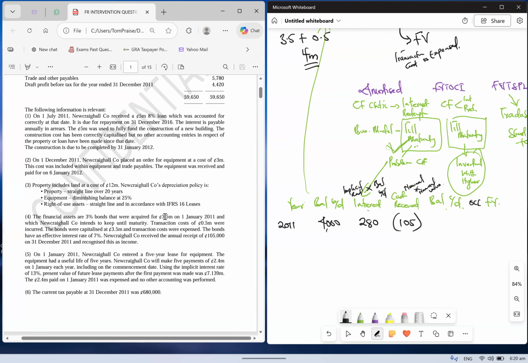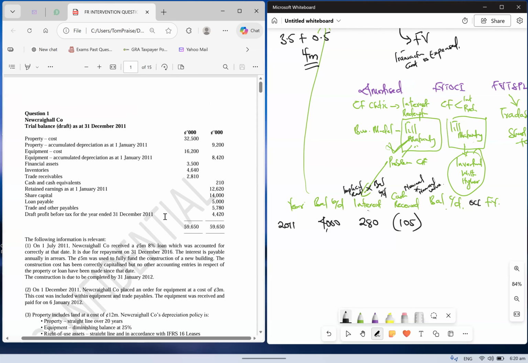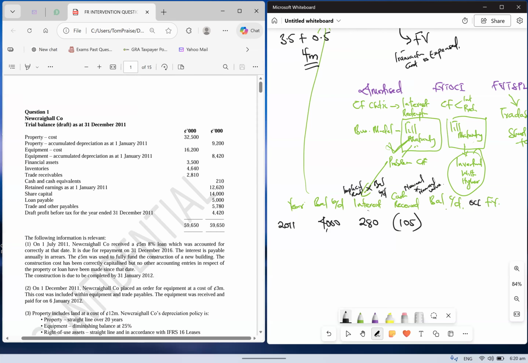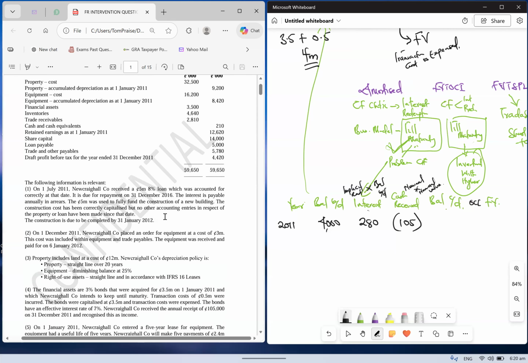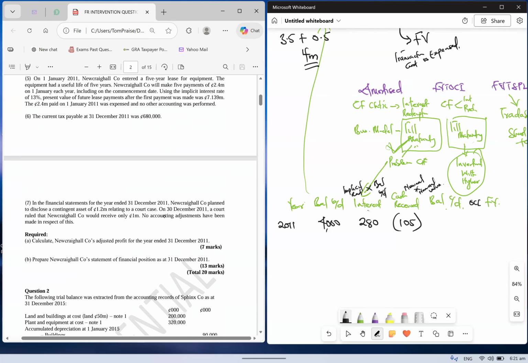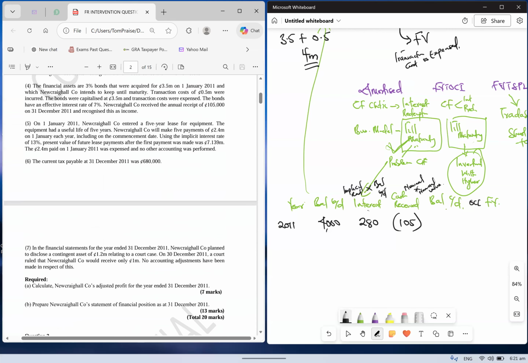So they receive interest. Sometimes this interest, you will find it in the trial balance. They will do interest, something interest, and you will see it. Sometimes you will not see it in the additional information. You will see the interest in the trial balance. All right. So what will be the balance carried down?